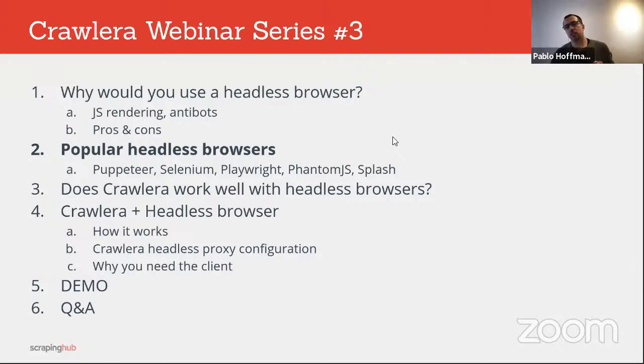And last but not least, there's Splash. Splash is our very own tool for headless browsers that we released, I think it was 2014. And Splash, unlike the others, is a headless browser designed specifically for web scraping. In the same way that we design Crawlera as a proxy specific for web scraping, Splash is the same: a headless browser for web scraping. And that means that there are certain features that it is optimized for.